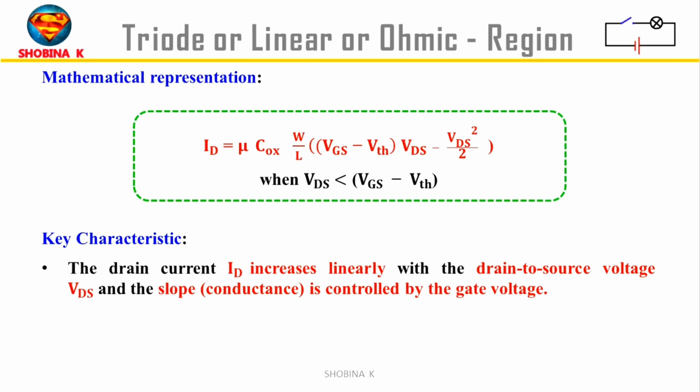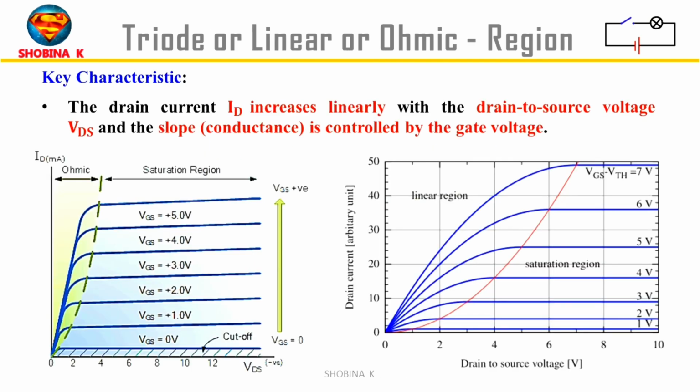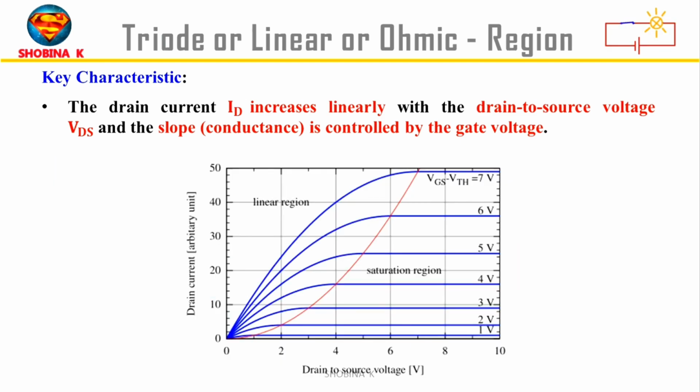This relationship holds true when drain to source voltage is less than the difference between gate to source voltage and threshold voltage. Now the drain current increases linearly with the drain to source voltage. That means if you slowly increase VDS, the ID also increases steadily like a straight line. Therefore the rate of increase, that is the slope, depends on how much gate voltage you apply.